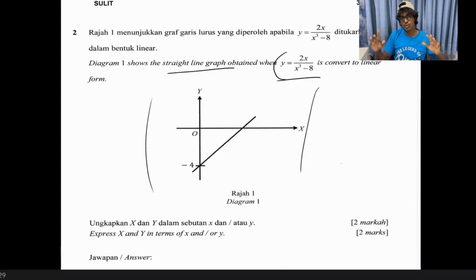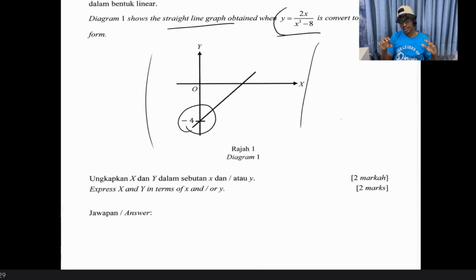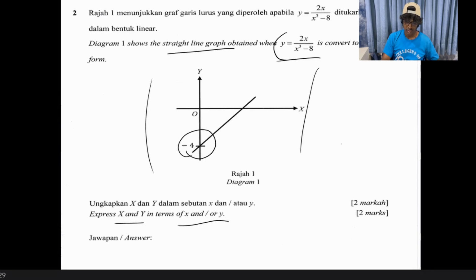And take note of everything you see. We can see here that the y-intercept is negative 4. Okay, so that's the only information that I can see here. And they are telling you to express x and y in terms of x and or y. This is cool. So what do you know about a straight line equation? This does not stand for the y over here. It can be either this x over here taken down here, or this x over here being taken up.